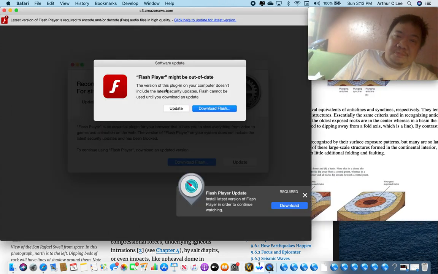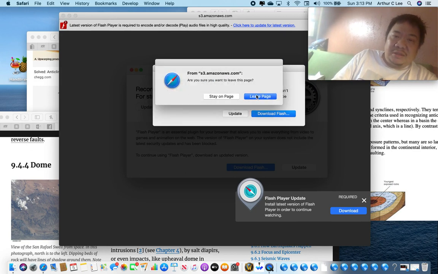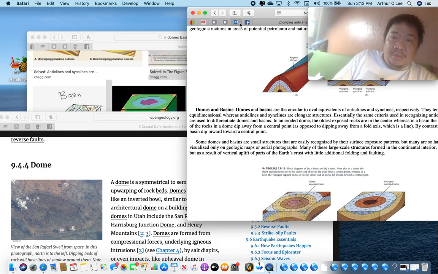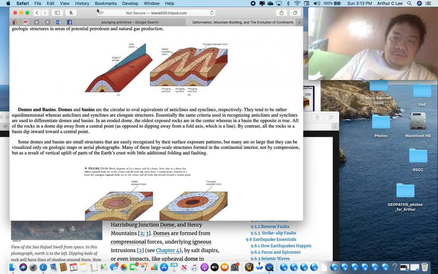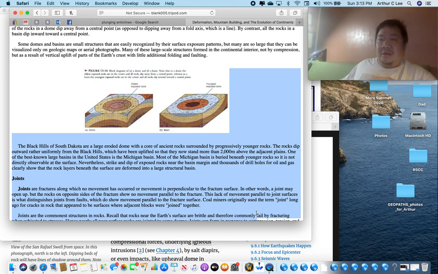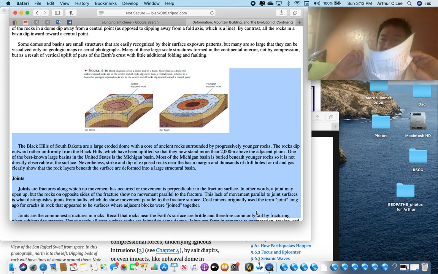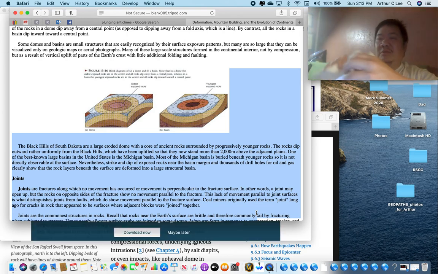Next structures that we need to look at are domes and basins. What is a dome and a basin? Well, with an anticline, you might imagine that the rocks look like this, right? With a syncline, they're like this. Plunging syncline would be like this, where it's tilted, the axial plane is tilted. Anyway, a dome, on the other hand, is just, imagine a bowl, like a cereal bowl.